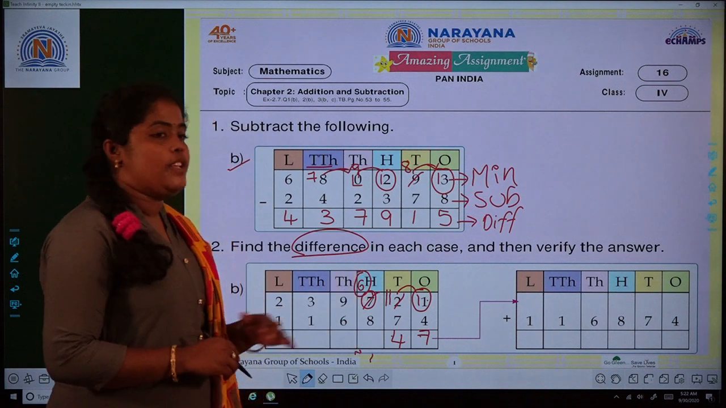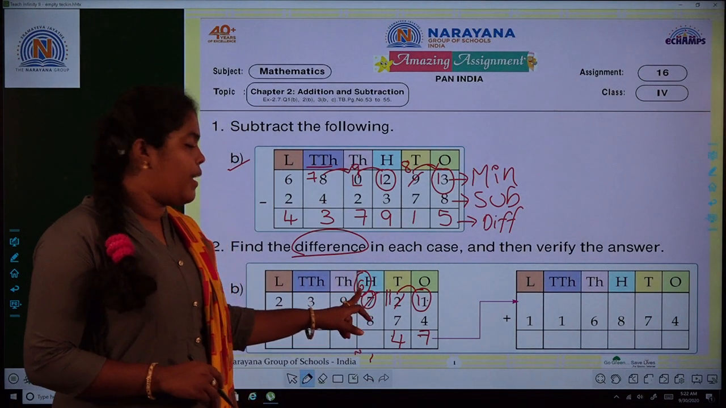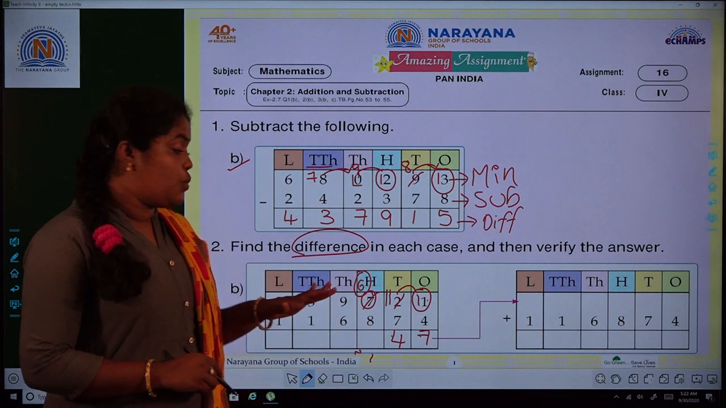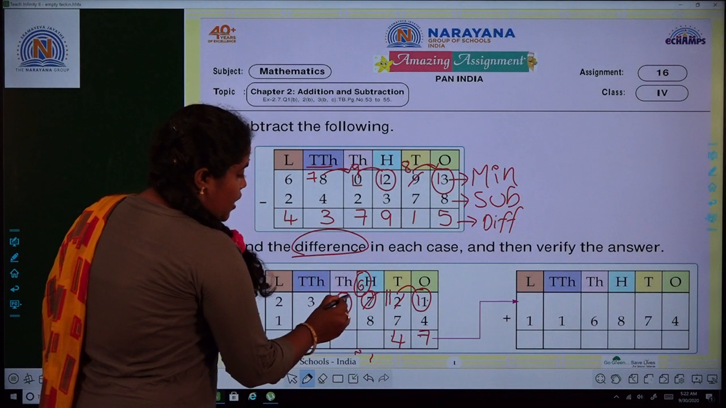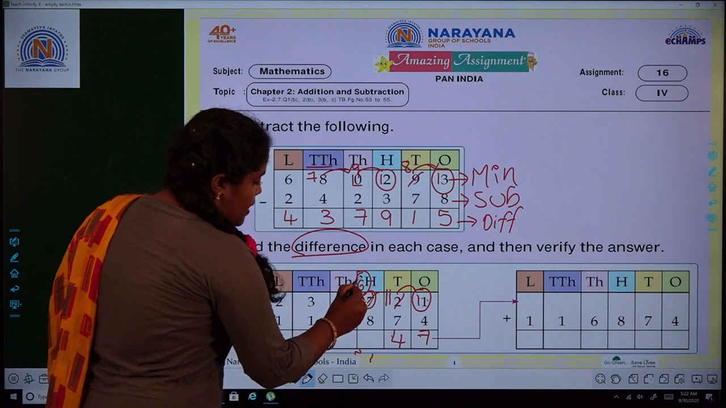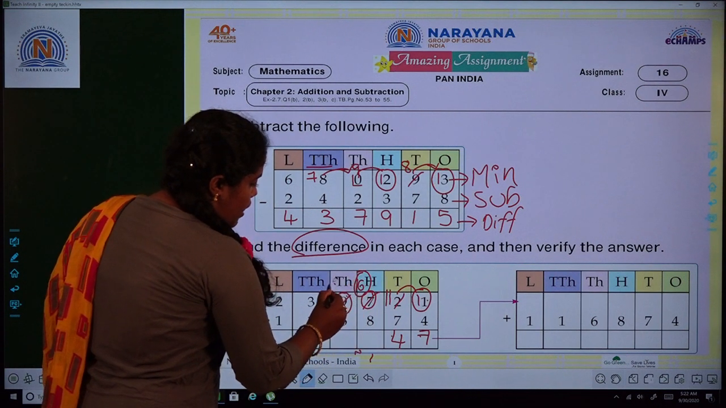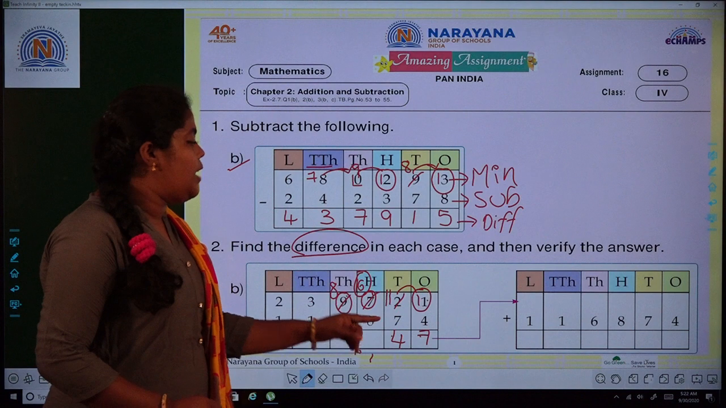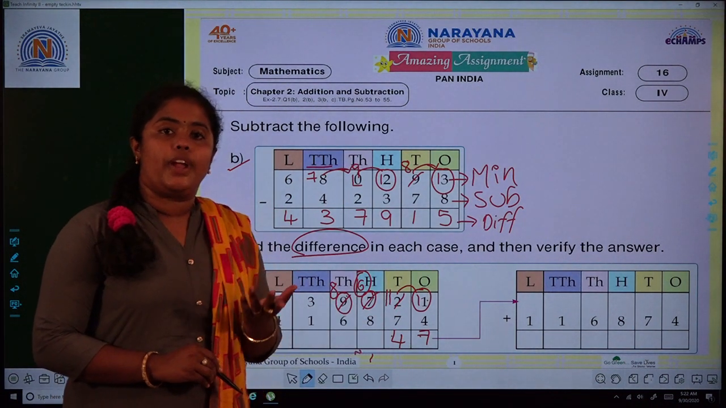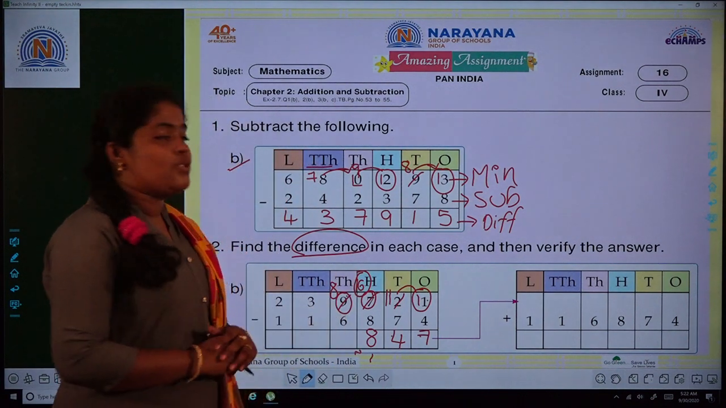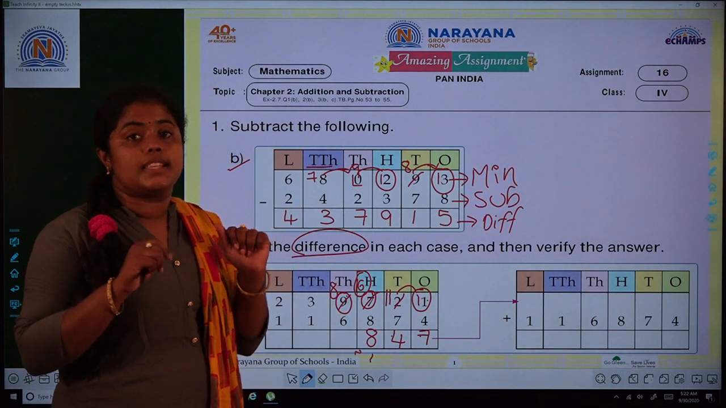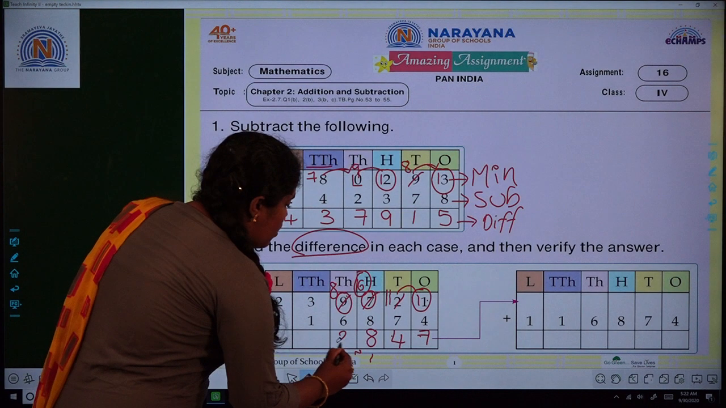Next, moving on to 6 minus 8. Is it possible to do the subtraction 6 minus 8? Not possible. So take the help of the thousands place. Here the digit is 8. It gives borrow to the hundreds place. It becomes 16. It makes 8. Now 16 minus 8 is 8. Next, 8 minus 6. The answer is 2.